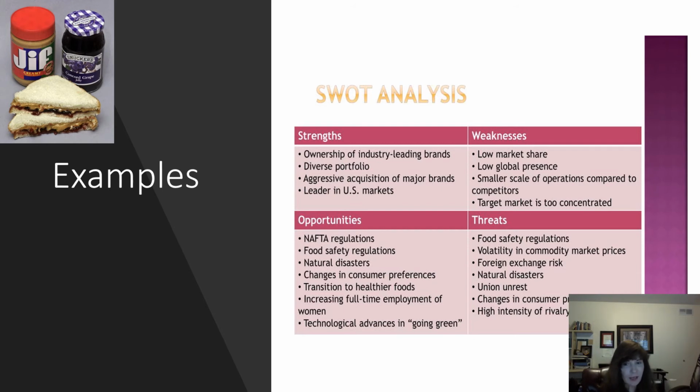Then they're talking here about foreign exchange rates. There's union unrest. And there's a real high intensity of rivalry with some of the big global consumer products and consumer food companies around the world. So these are just an example. So just look at this and know that when you do your SWOT analysis, you want the same degree of specificity and sophistication.